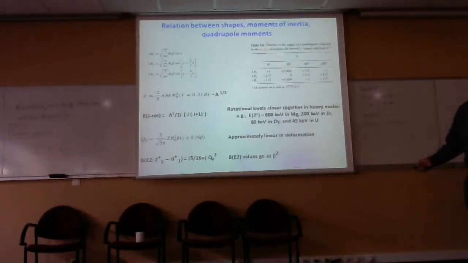Beta is about 0.3. So 0.3 times 0.16 is 0.05, compared to 1. So that's why I say in first order it's linear. There are corrections. Can I ask also something about the B2?